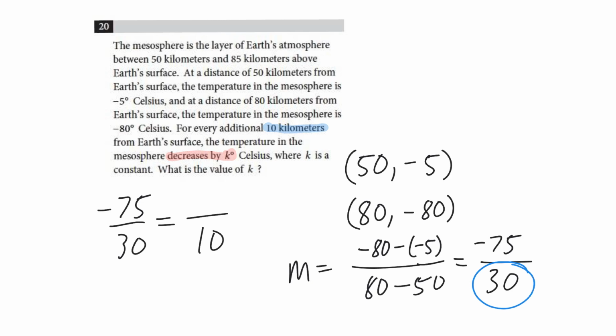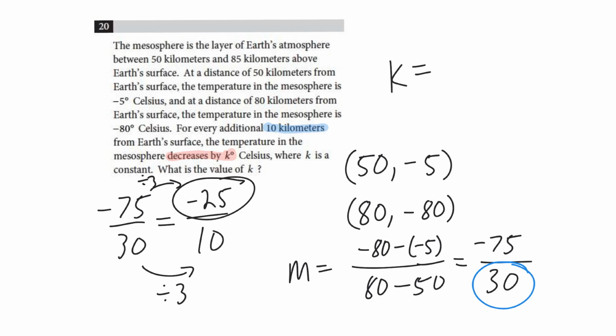Should be pretty straightforward here. We see that if we divide the bottom by 3, we'll get 10. So if we divide the top by 3, we should get our solution. That'll be negative 25. So k equals negative 25.